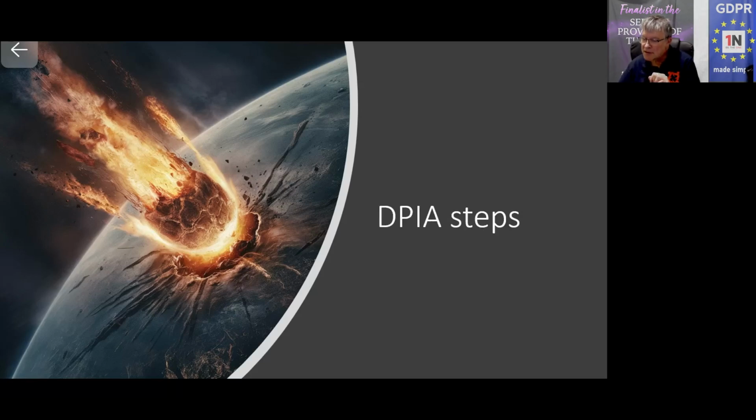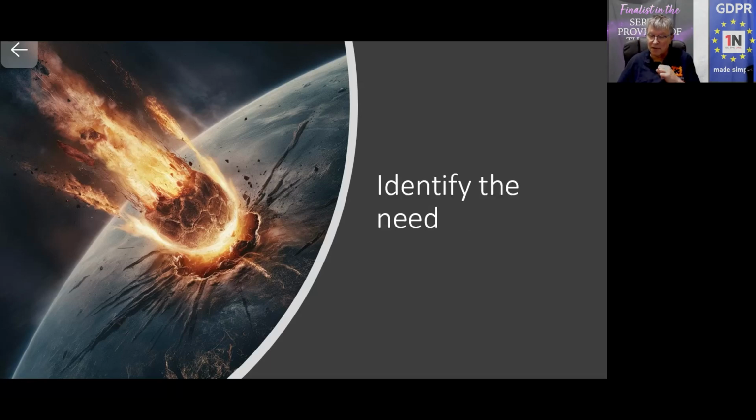So what are the steps in the DPIA? The first step is actually identifying the need for the DPIA. Why do you need to do a DPIA? What are you doing? What are you doing to the data that makes you think you need a DPIA? Identify the need.